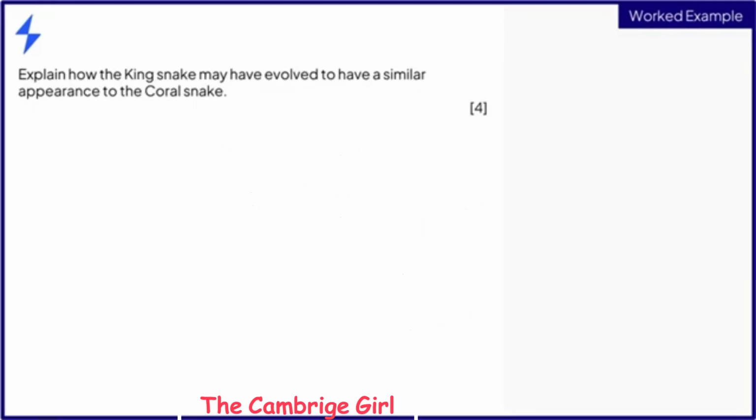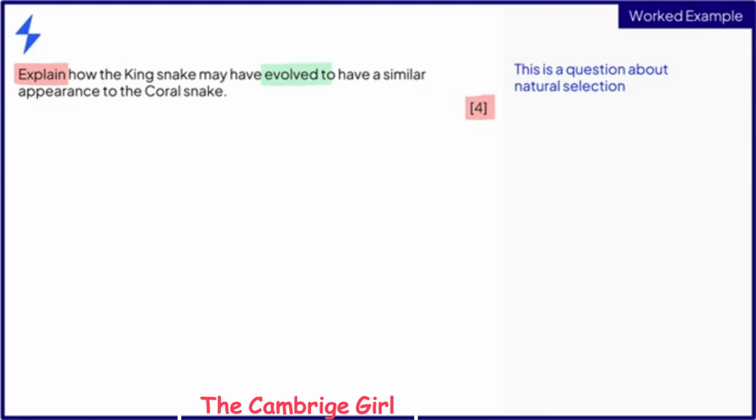As ever, when starting to tackle an exam question, we need to note the command word, explain, and the number of marks available. Here there are 4 marks to be gained, so we need to produce an extended answer. This question is asking us to explain how a process of evolution has occurred. We know that the process by which evolution takes place is natural selection, so this question is about natural selection, and we need to apply what we know about this process to the example of the king snake given in the question.